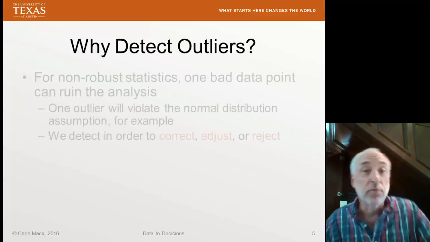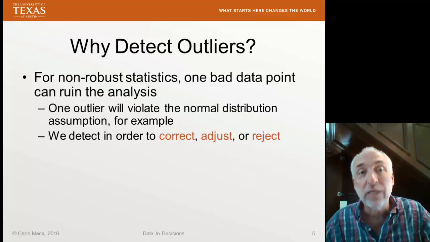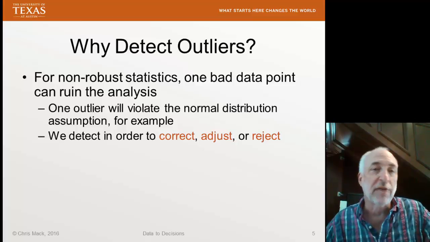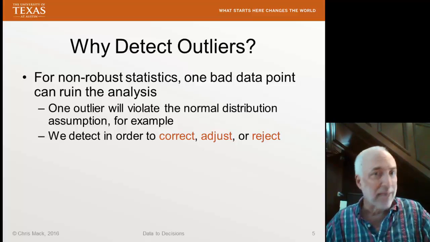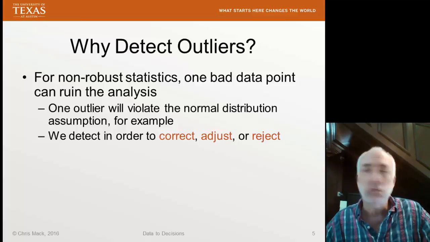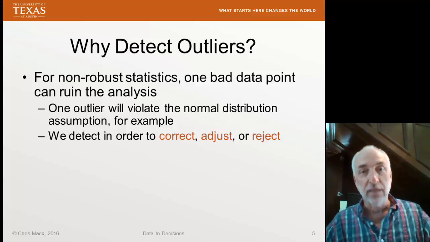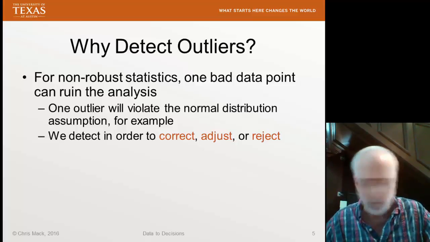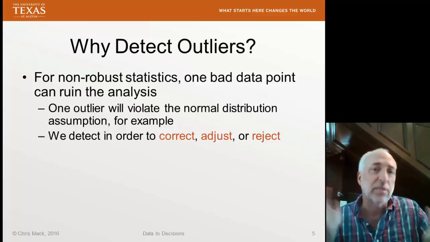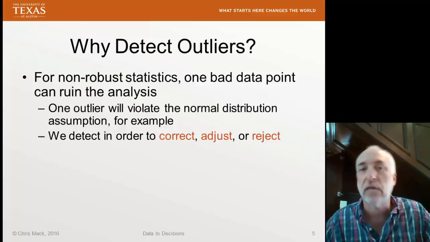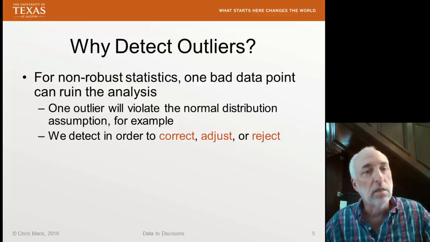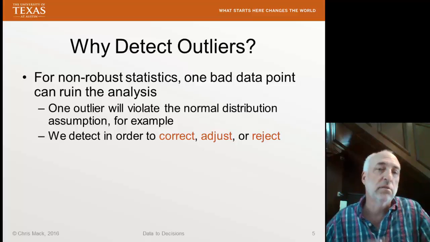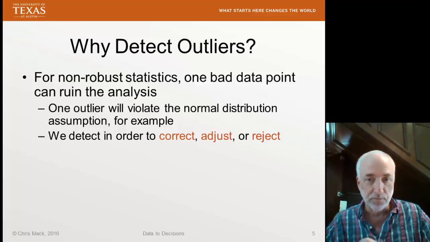So why should we detect outliers? Many, many times we use what are called non-robust statistics. If your statistics are not robust, then one bad data point is enough to ruin the analysis. Look at the mean. If I have one data point that's 10,000 times bigger than all the other data points, our calculation of the mean is going to be completely off unless we have hundreds of thousands of data points. If we're doing ordinary least squares regression, one bad data point's enough to violate the normal distribution assumption.